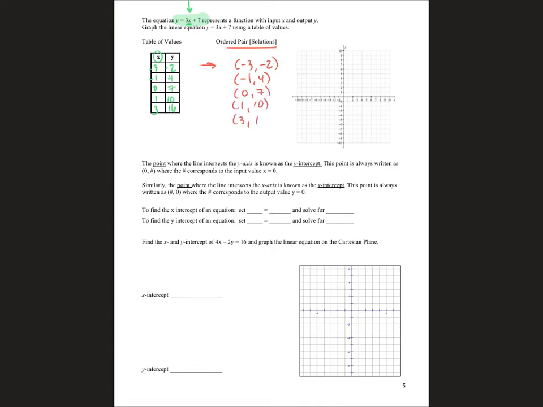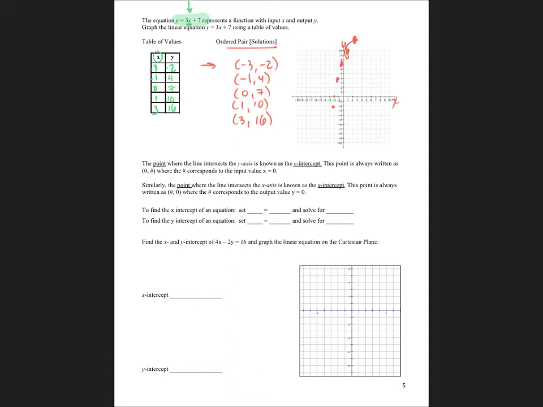And then what could I do? I could then take those ordered pairs and I could plot those points. Make sure you always label your axes. These are labeled, but I want you to get in the habit. So -3, -2, I'm plotting a point, -1, 4, 0, 7, 1, 10, 3, 16. So I have plotted each of these points.